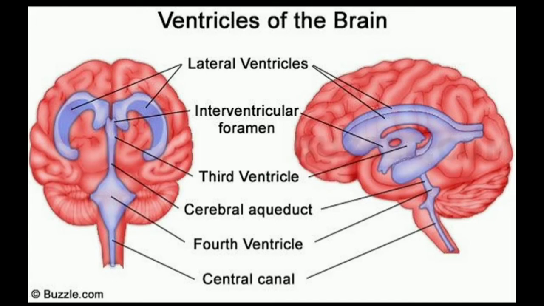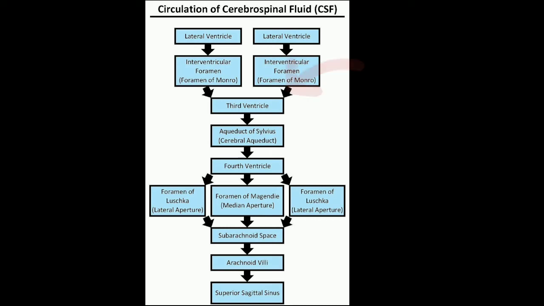Now, let us look into the circulation of CSF in detail. The CSF from the lateral ventricles enters the third ventricle via the interventricular foramen or foramen of Monro. From the third ventricle, it enters the fourth ventricle via the aqueduct of Sylvius or cerebral aqueduct. From the fourth ventricle, it enters the subarachnoid space through the two foramina of Luschka and the foramen of Magendie.